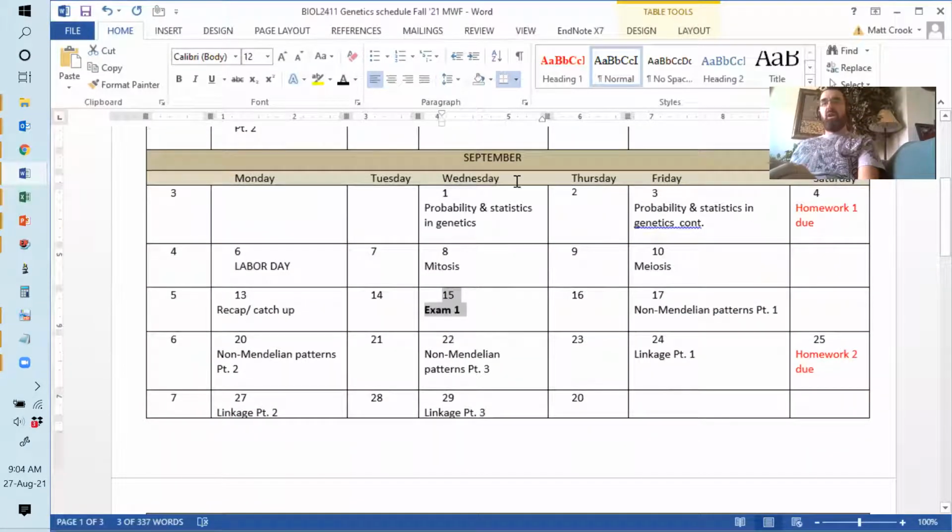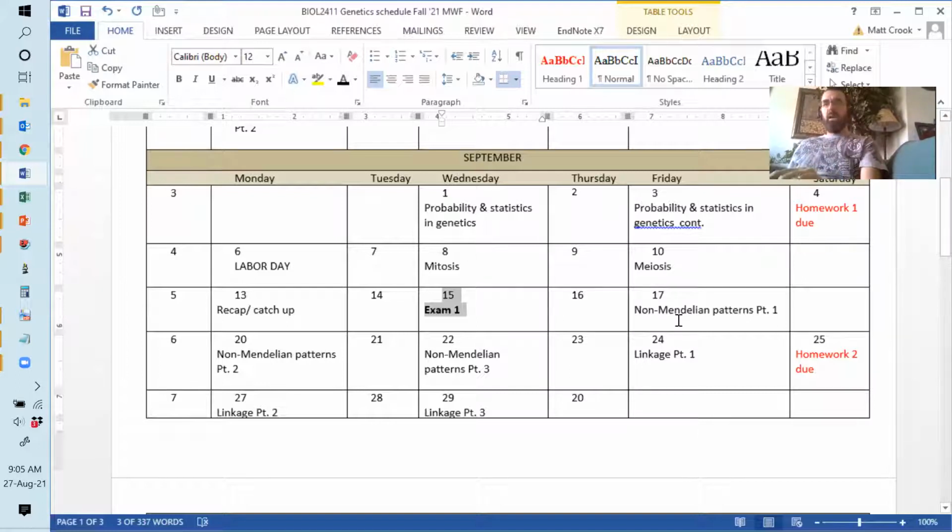Then we're going to be looking at some probability and statistics, right? So a lot of transmission genetics is math, right? Logic and math, basically. What do I expect to find? And essentially, does what I find match what I expect, right? So there's a bunch of math and statistics in that. And that's a really useful way of thinking about what's going on as well.